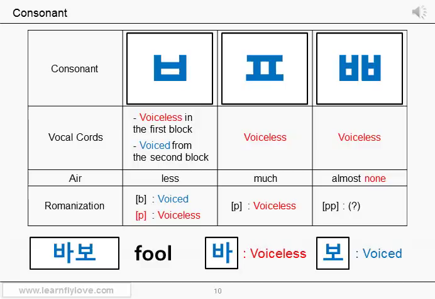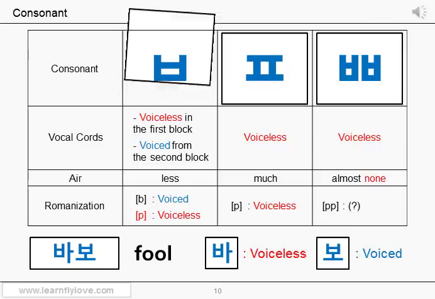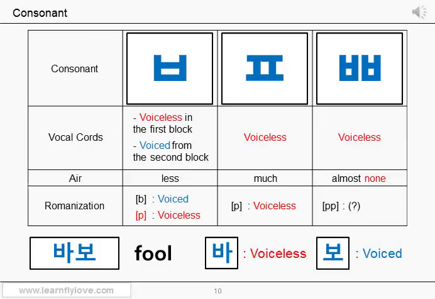Let's check out these three consonants. Exactly the same thing applies to them too. The first consonant is bu. Bu. We told you that it sounds like the English alphabet B, but not exactly.